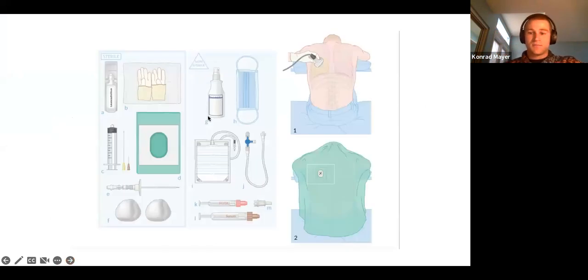So these are a setup. This is what I was mentioning. The patient is in the sitting position. You have your ultrasound right here. You find the pleural effusion.